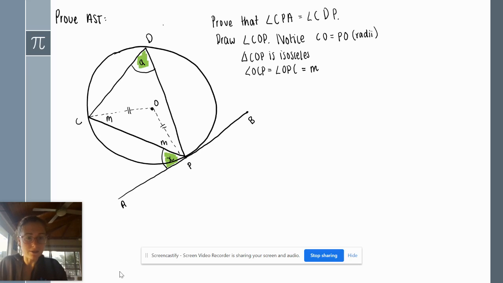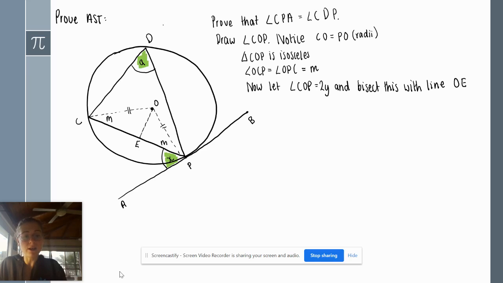Now what else can you tell me? Well, I'm going to do something a bit strange here again and draw a line from O down to the point CP. And I'm going to let angle COP be 2y. The line I'm going to draw is going to bisect the angle O. So that means on one half of the line will be y and the other half will be y because I'm letting that angle all be 2y.